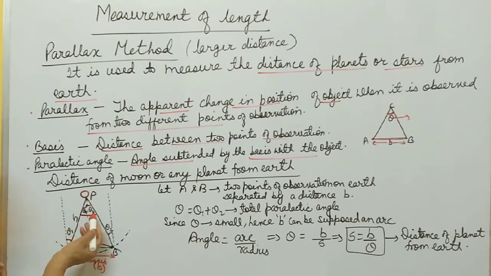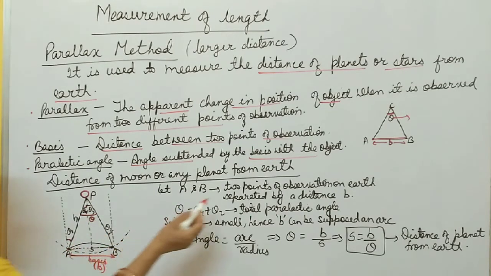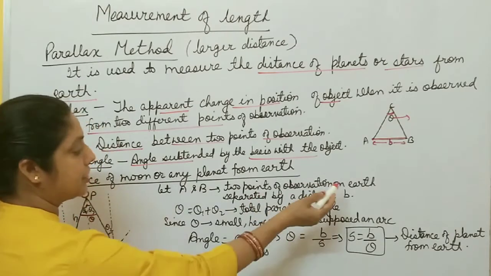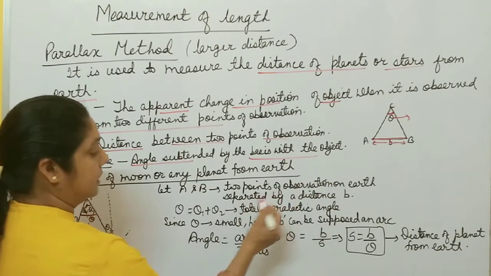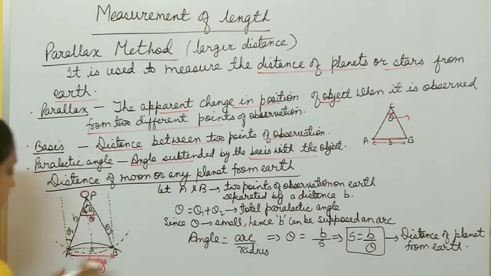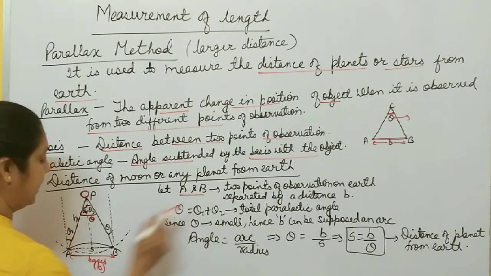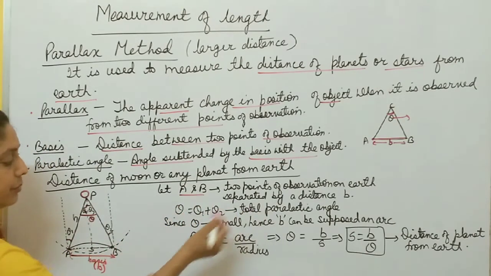So this distance AB is B, and this theta 1 plus theta 2 is the total parallactic angle theta. And this A and B are two different points of observation on Earth, separated by a distance B. So A and B are two different positions. Theta is the total parallactic angle.